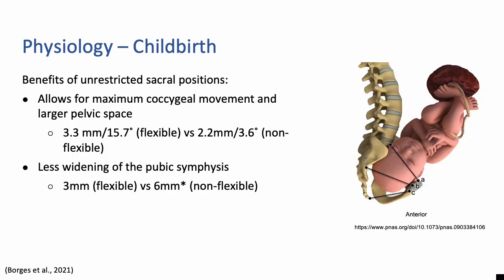So the benefits of having an unrestricted sacral position are that it's going to allow for maximum coccygeal movement and create a larger pelvic space. So a flexible position is going to allow for 15.7 degrees of movement as opposed to 3.6 degrees of movement of the coccyx, and that's going to affect the widening of the pubic symphysis. So a flexible position is going to allow for 3 millimeters of movement or widening of the pubic symphysis as opposed to 6, and we know that 10 is pathologic.